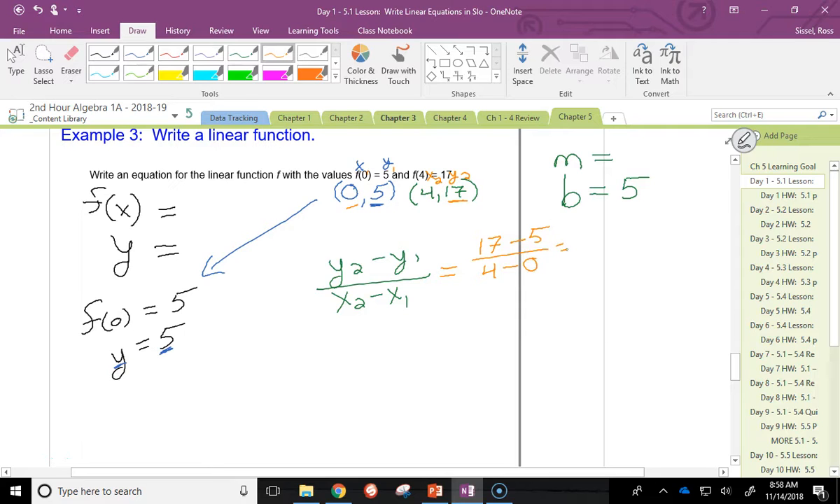17 minus 5 is 12. 4 minus 0 is 4, and this would equal 12 over 4, which simplifies to 3. So my slope is 3. We finish this off by writing our equation. Y equals, what is the slope? 3 x. What is my y-intercept? 5. Plus 5.